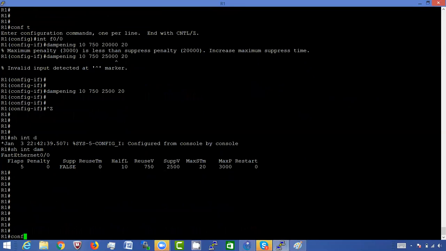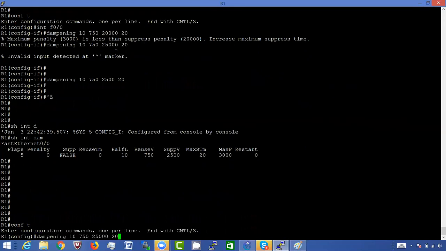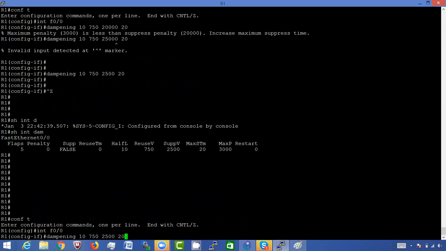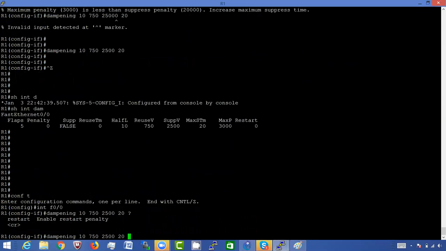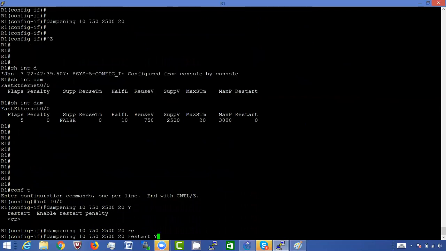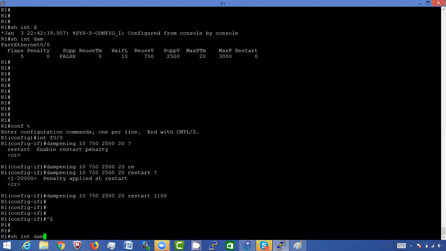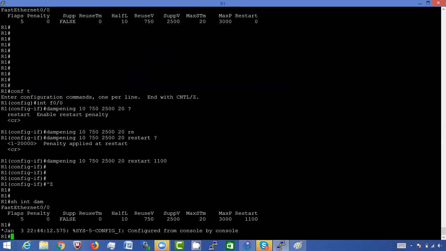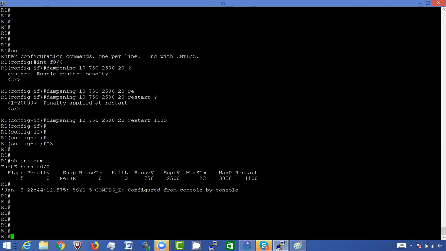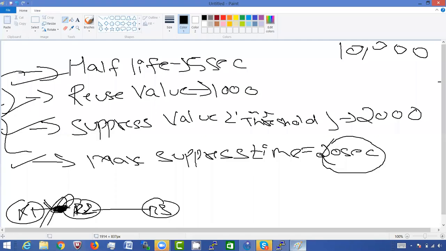If you want to enable the restart option also, after these parameters there is an option, see, restart, enable restart penalty. You just need to type restart and what the penalty should be when this system boots up. Let's say I'm giving a penalty of 1100. Now if I do show interface dampening, see, whenever this router boots up, my router will assign a penalty of 1100. So this is how IP event dampening works.